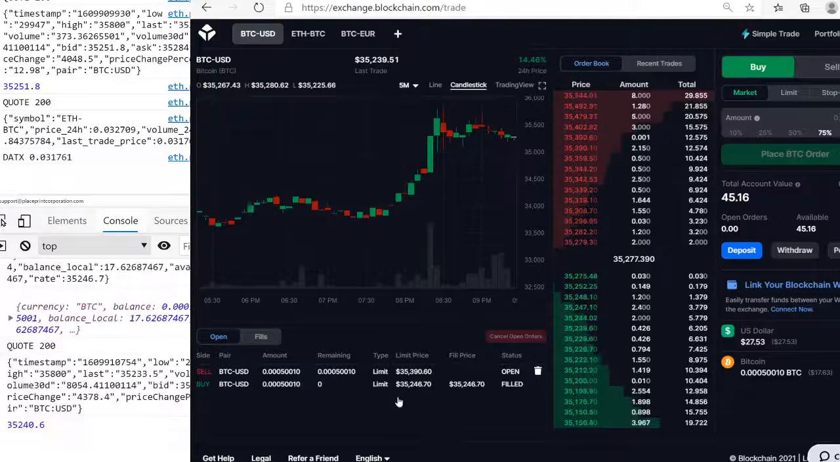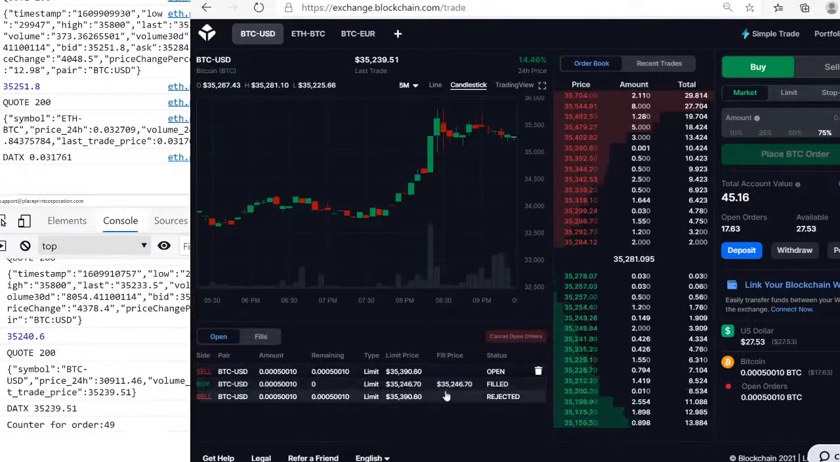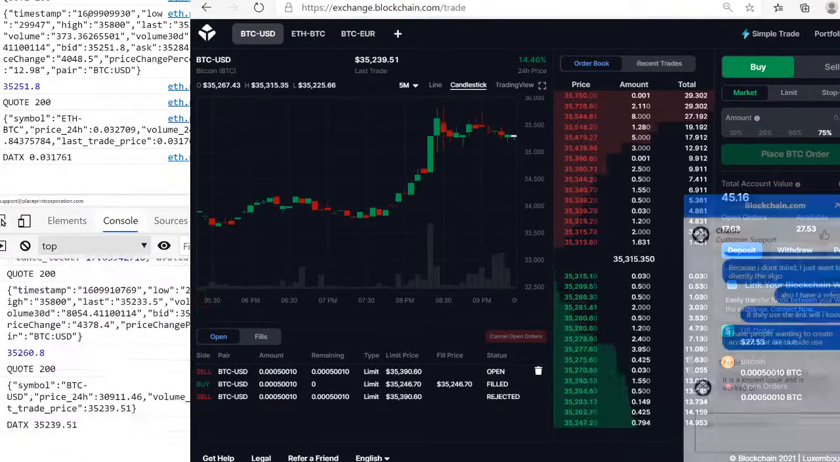We also just bought more BTC USD. We have two sell orders. One was rejected because we don't have enough for it, but one was put at 35,390. So let's see if we can get a fill there. This is just moving through. Let's get to the bottom of this.